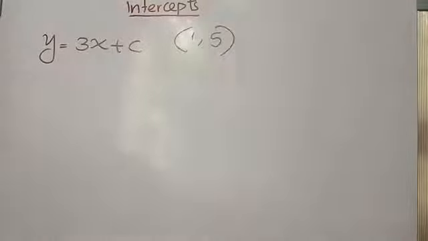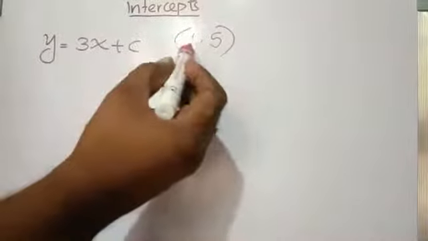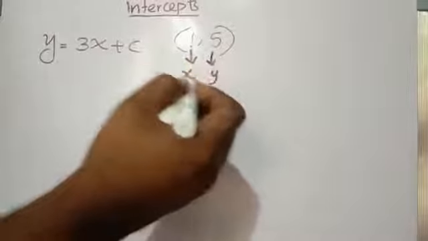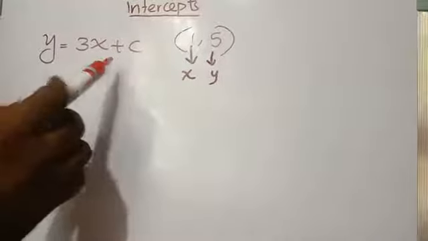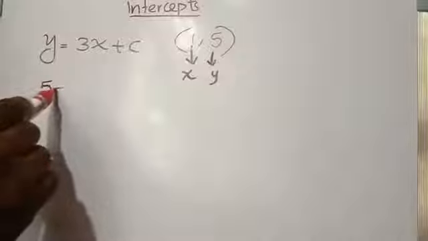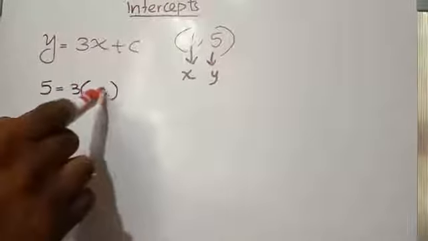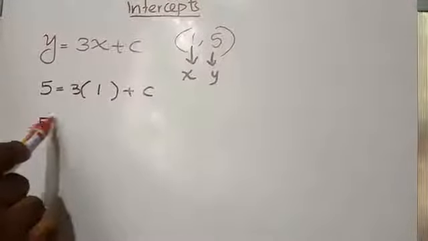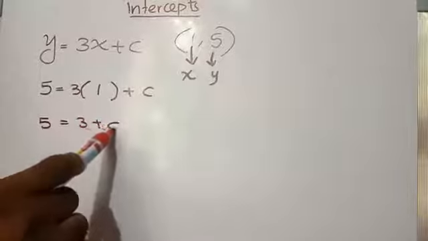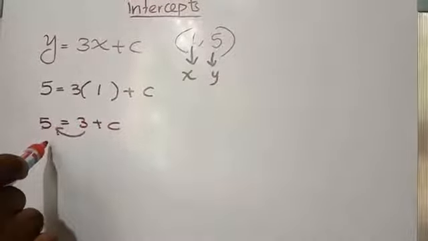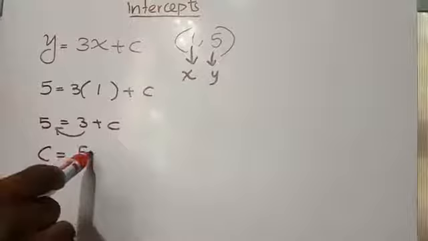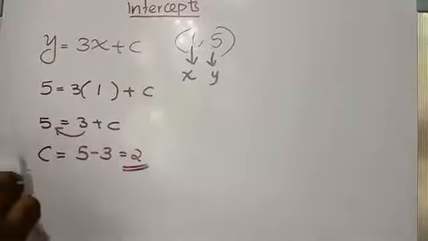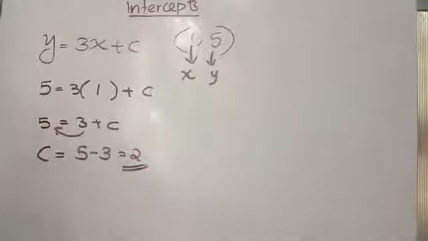For that, what shall we do is, the point is (1, 5). That stands for x is 1 and y is 5. So when you replace x and y here, we get 5 is equal to 3 times 1 plus c. So we get 5 is equal to 3 plus c, or when you transpose 3 to here, we get c is 5 minus 3, that's equal to 2. So we get the y-intercept c as 2.